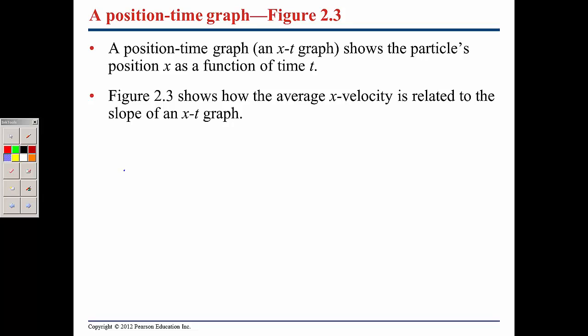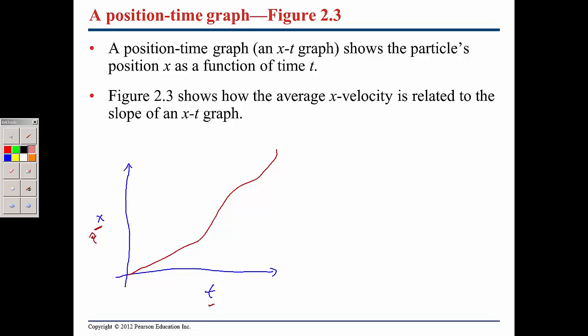Now, we can look at this graphically. We can look at a position versus time graph, where here I've written the position along the y-axis and the time along the x-axis. We do that because time is the independent variable, and we're measuring position against it. Position is the dependent variable.